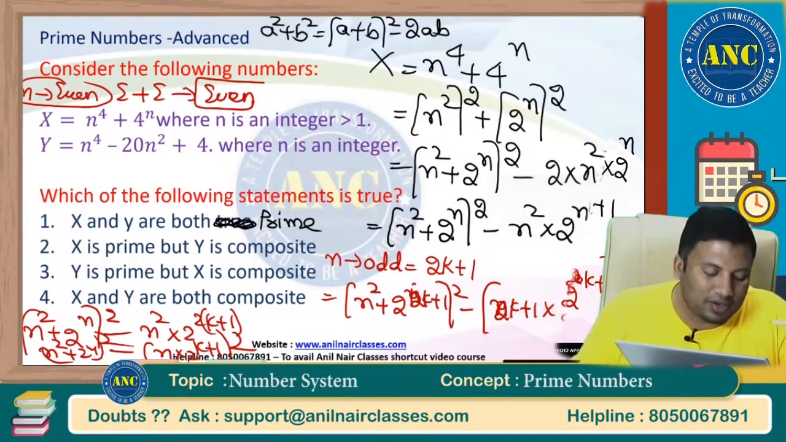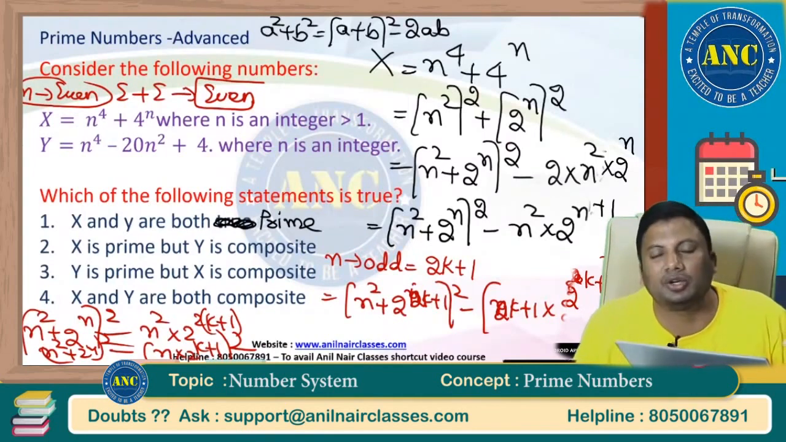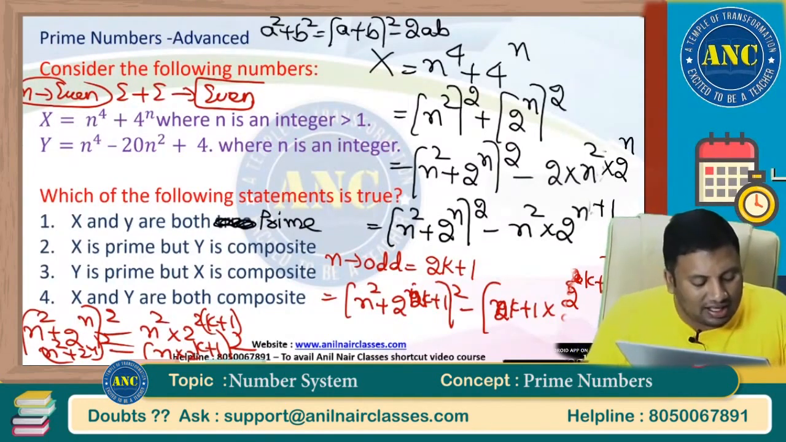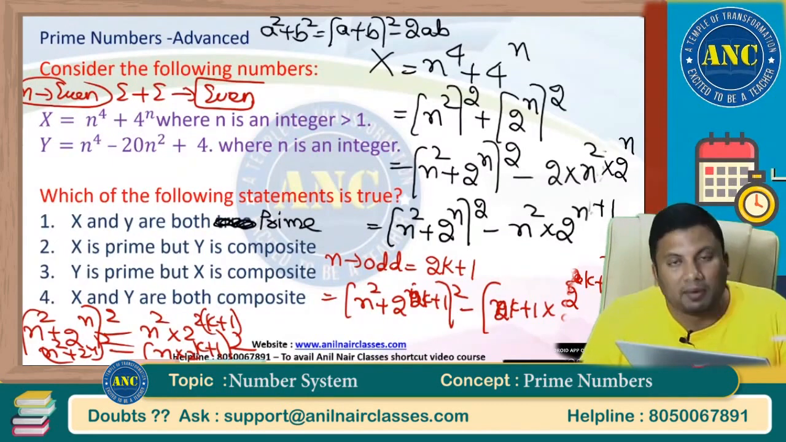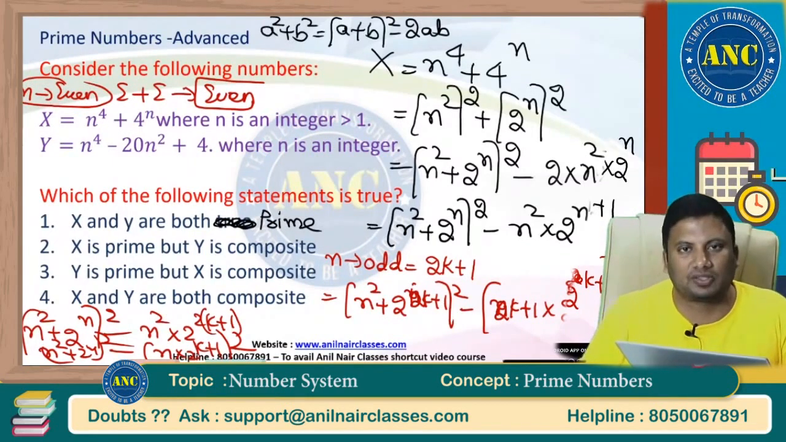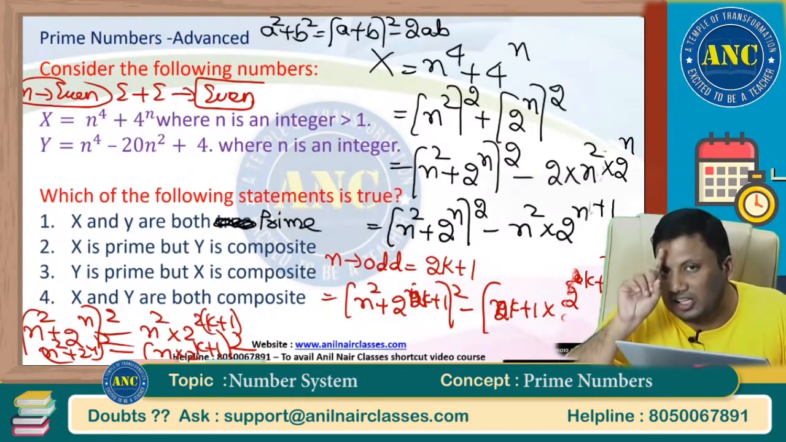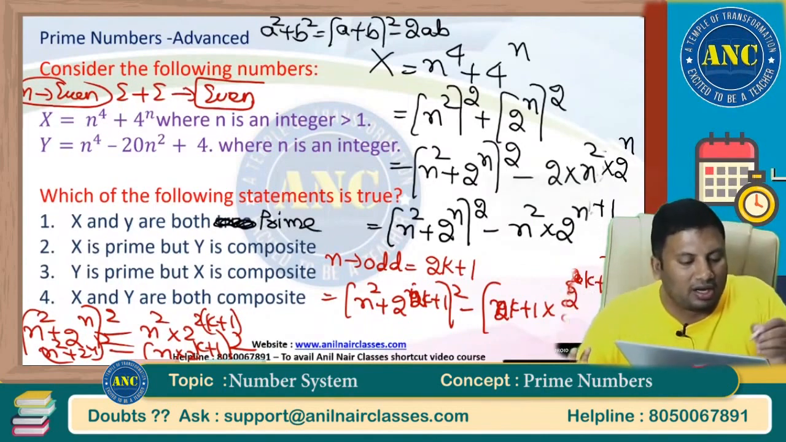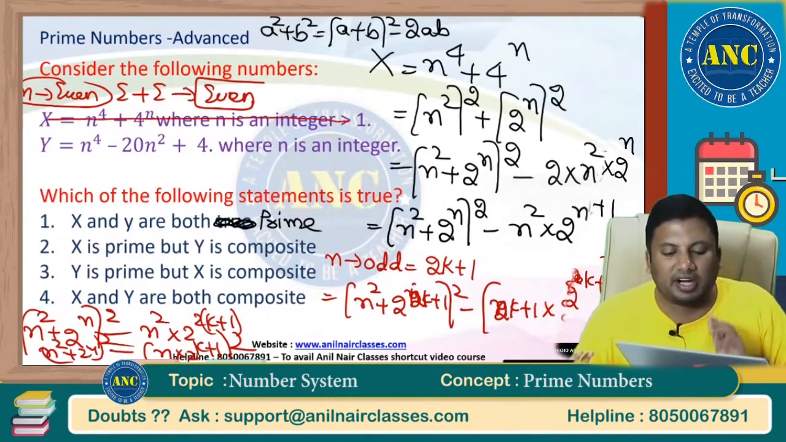One is n square plus 2 power n plus n into 2 power (k+1). Another is n square plus 2 power n minus n into 2 power (k+1). One of the numbers should result in 1. You are not getting 1, so this is a composite number.